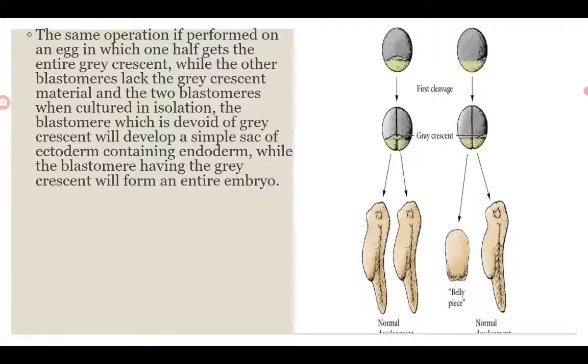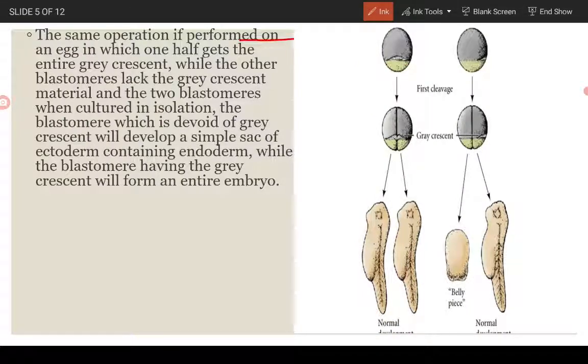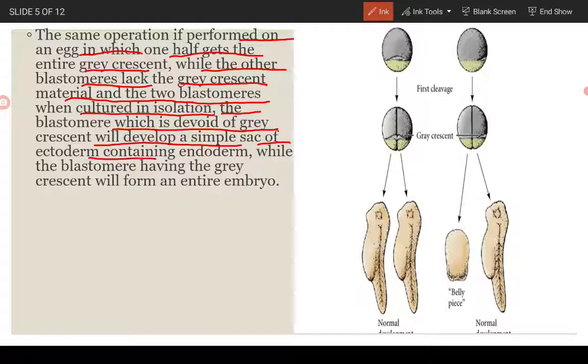But if the same operation is performed on an egg in which one half gets the entire gray crescent while the other blastomere lacks the gray crescent material, and the two blastomeres are cultured in isolation, the blastomere devoid of gray crescent will develop a simple sac of ectoderm containing endoderm, while the blastomere having the gray crescent will form an entire embryo.